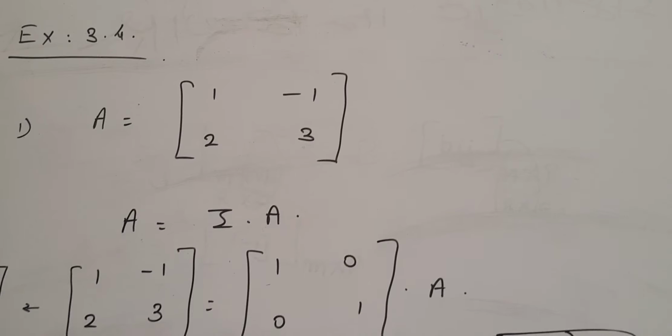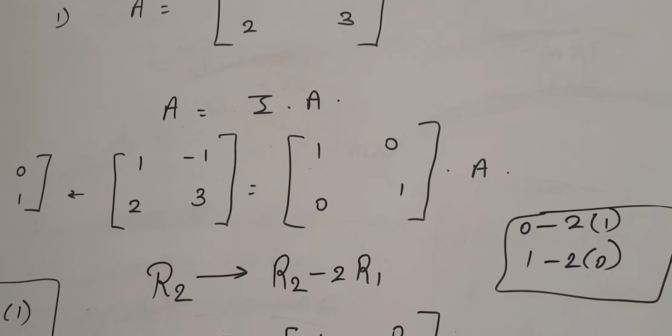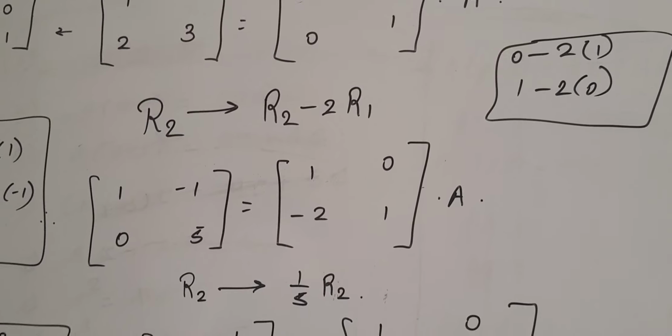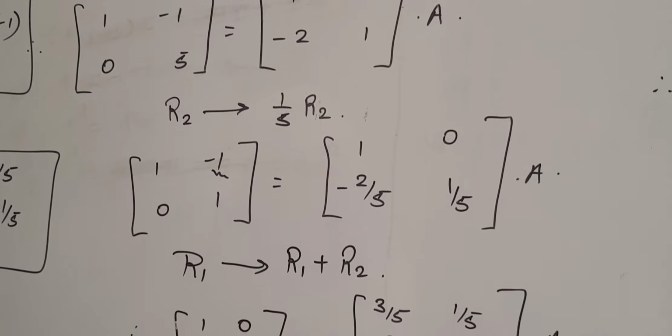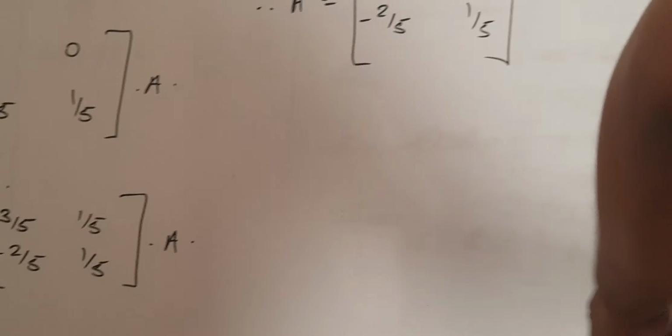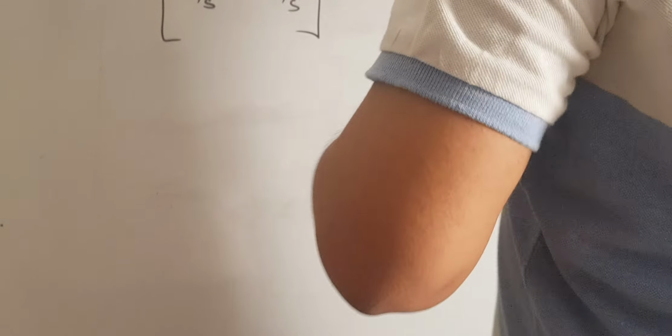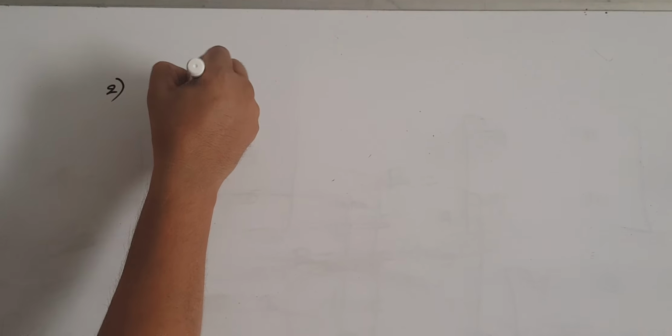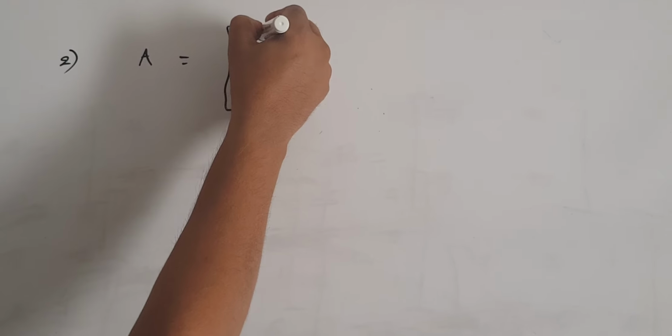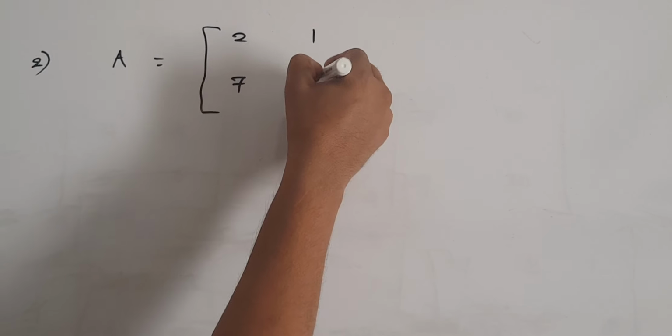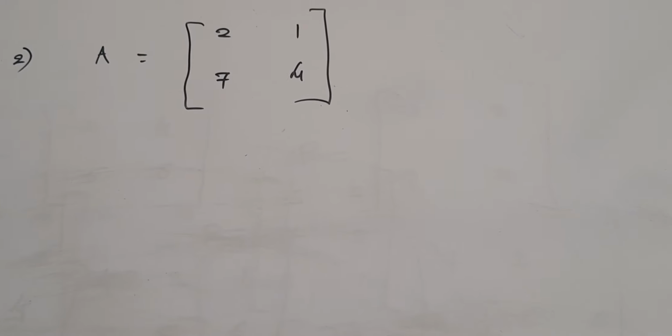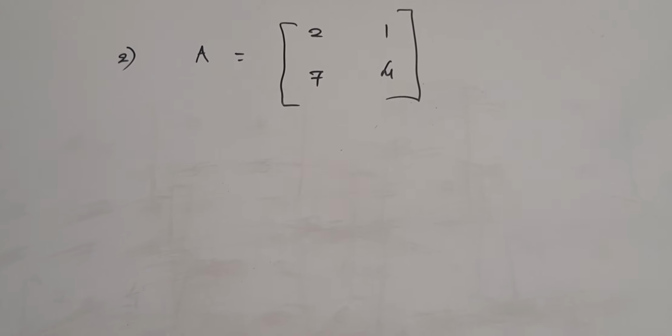Now I show you another sum in this way only. Okay? See, I keep as it is. Now the second sum. I just take from the book only. That would be the fourth one. A is 2 1 7 4. See, here I have used operation of rows.